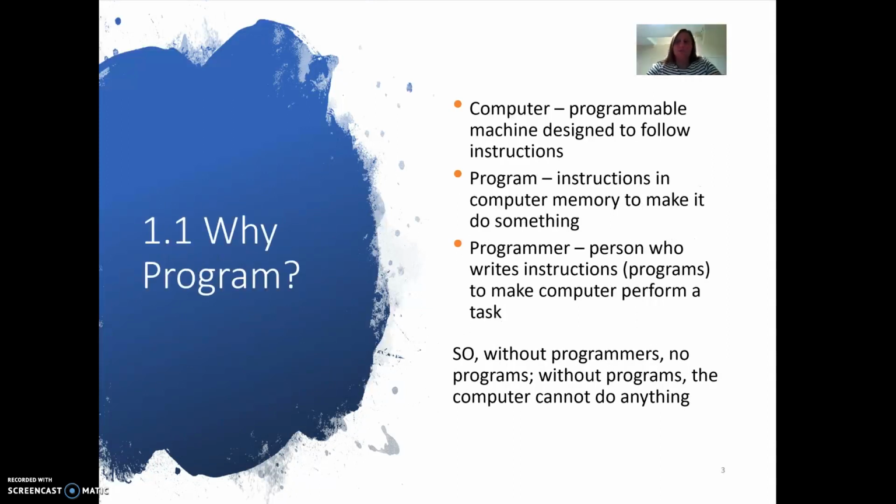So here are some keywords for you. A computer is a programmable machine that's designed to follow instructions. So in order to make a program do something for us, we have to write instructions, and those instructions are what make a program. In this class, you're going to learn how to write instructions in a programming language. Today, we're going to look at C++, but you could use Python, you could use Visual Basic, you could use Java, and so on. There are a lot of computer programming languages out there.